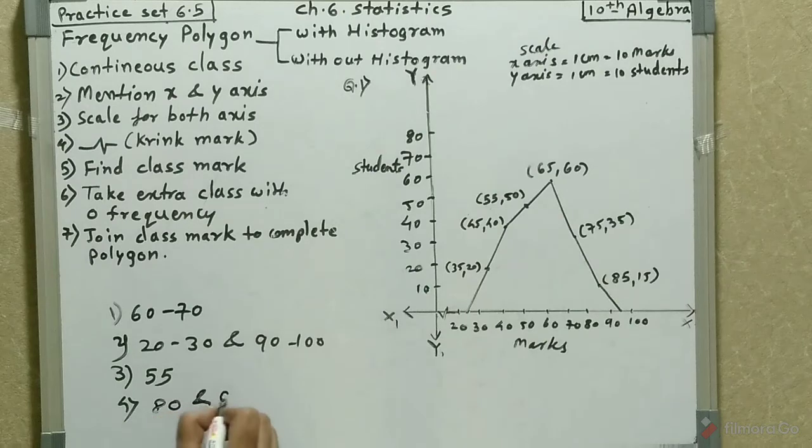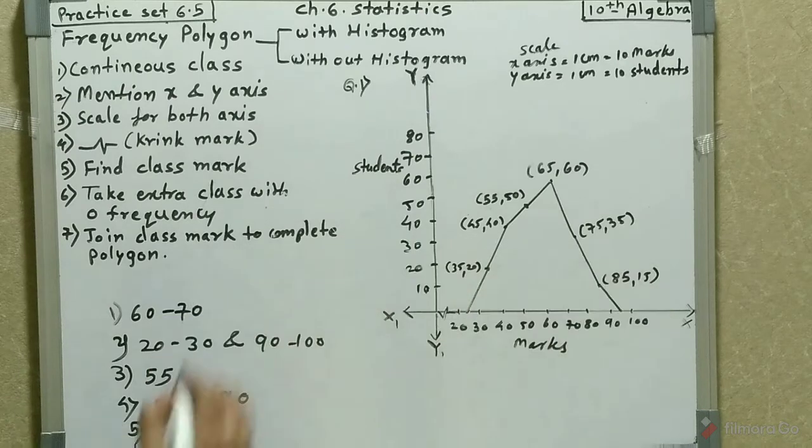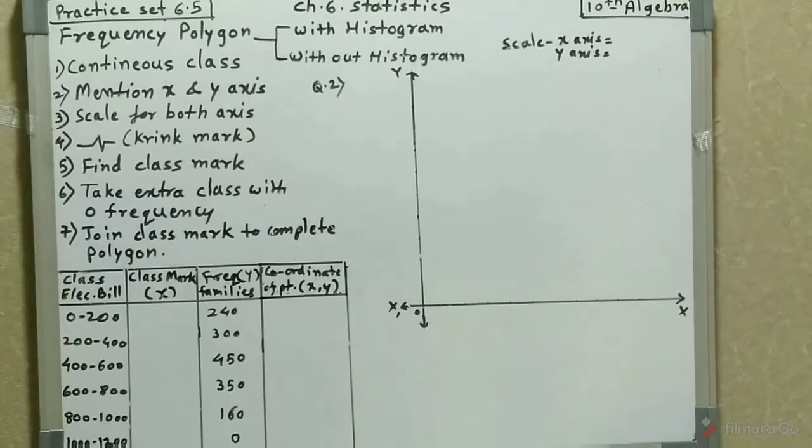So 80 and 90 is our answer to the fourth question. Now the fifth: how many students are in the class 80 to 90? So this is the class 80 to 90. How many students? 15. So there are 15 students in the class 80 to 90. So this is our first example.